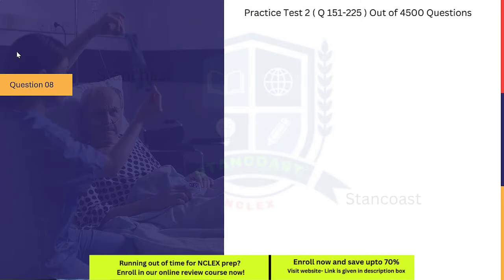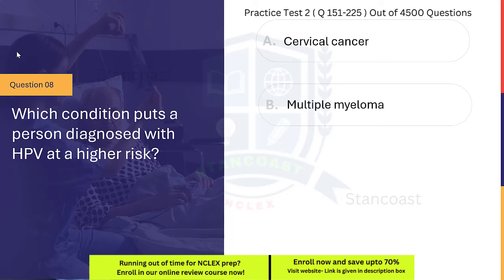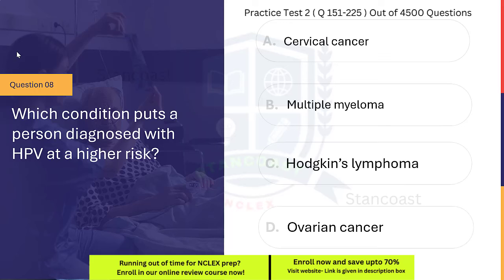Let's continue. Which condition puts a person diagnosed with human papillomavirus at a higher risk? A. Cervical cancer. B. Multiple myeloma. C. Hodgkin's lymphoma. D. Ovarian cancer. Consider the complications associated with human papillomavirus. The correct answer is A.